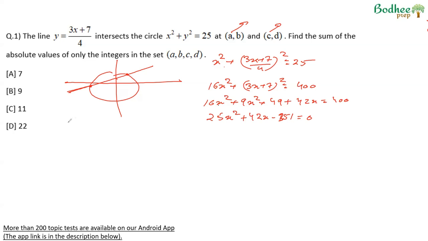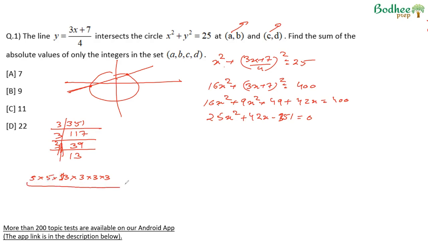Now if we factorize 351, 117, so 351 becomes 13 into 3 into 3 into 3, and 25, which is 5 into 5. So we're looking for two numbers which have a negative product of this and a difference of 42.